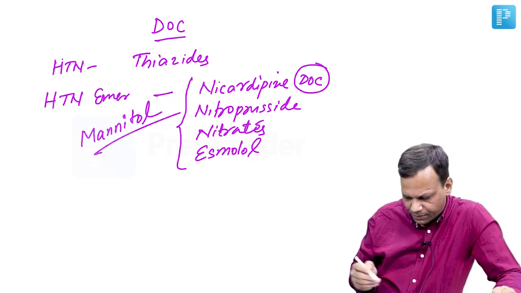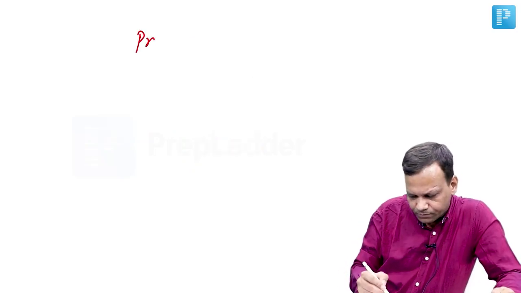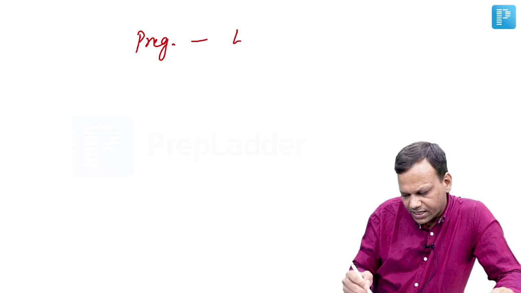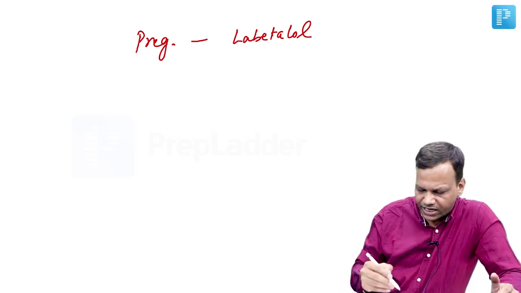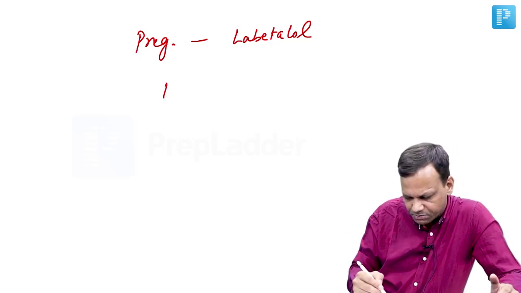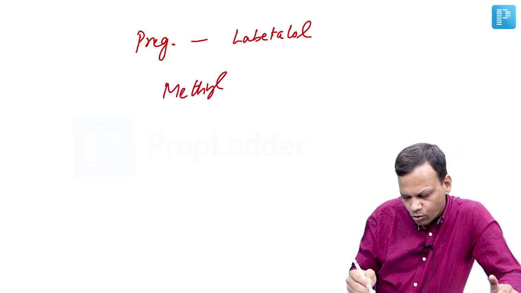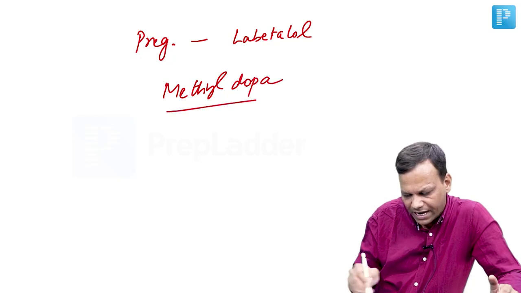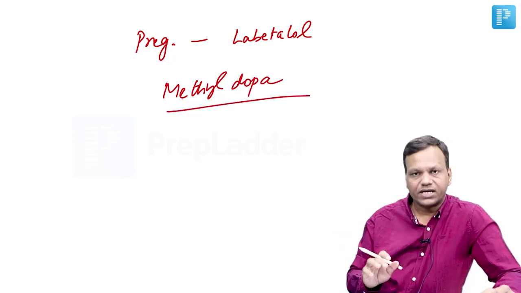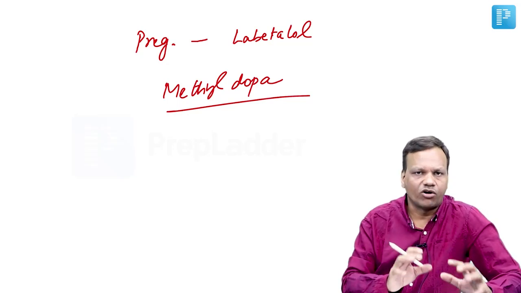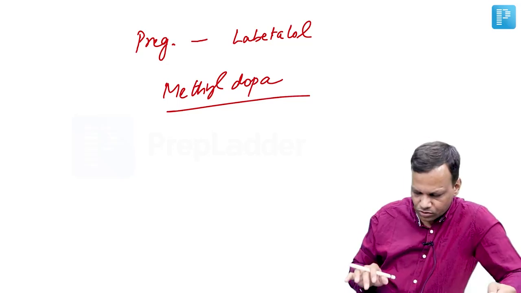Okay. Then if we talk about hypertension in pregnancy, the drug of choice is labetalol, both for hypertension as well as hypertensive emergency. The alternative to labetalol for hypertension is methyldopa, but it is slow acting, so not for emergencies. It can be used in hypertension, but not for emergencies. Okay, but ACE inhibitors and ARBs are absolutely contraindicated in pregnancy. So these are important points regarding hypertension.